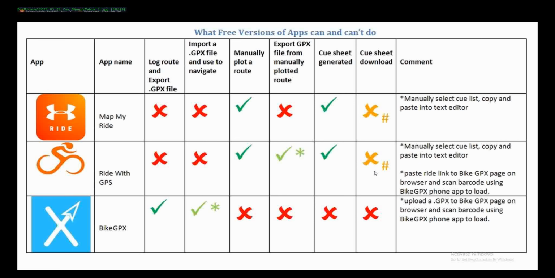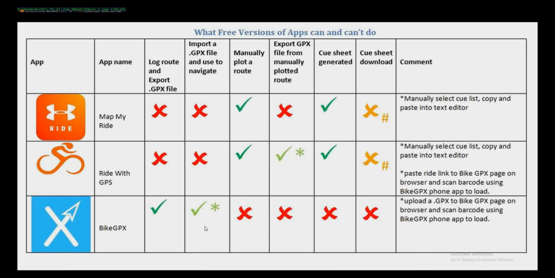Okay, so the last one is Bike GPX. So that's more of a phone app. So you can't use it to manually plot a route, but you can actually use your phone app to log a route. I think you can save the app. And you can also, if you have a GPX file that was generated by another app, import it and use that when you go to do your practice ride.